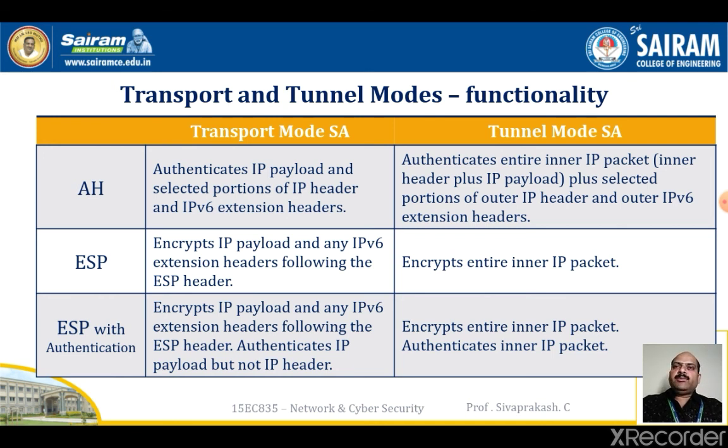The ESP in transport mode encrypts the IP payload and any IPv6 extension headers following the ESP header, whereas in tunnel mode ESP encrypts the entire inner IP packet. ESP with authentication, how it works in transport mode: it encrypts the IP payload and any IPv6 extension headers following the ESP header, and authenticates the IP payload but not the IP header. Whereas in tunnel mode, ESP with authentication encrypts the entire inner IP packet and authenticates the inner IP packet too.